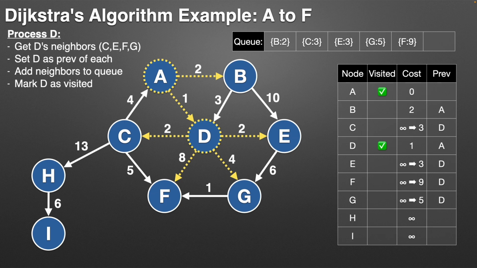If you remember, to get from A to D, that was 1. So we have a cost of 1 for D here. Our new cost will be 1 plus whatever it takes to get to the neighbor. So for C, it'll be 1 plus 2, just 3. For E, 1 plus 2, 3. F, 1 plus 8, 9. And then 5 for G. And so we will update those cost values for all of those nodes. We'll set their previous node to be D, since that's where we're at currently. And we will put them into our priority queue.